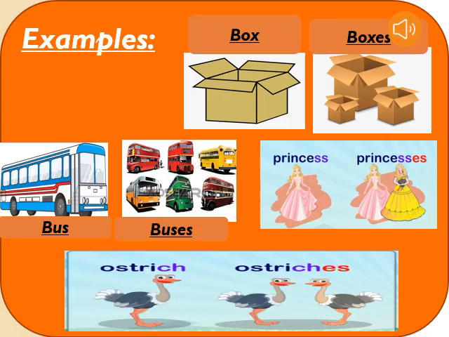Let's see some more examples of noun words which follow rule number 2. Example number 1, box, boxes. Here box is ending with the letter x, that's why we add es. So by following the rule, we will add es after box, so it will become boxes. Similarly, bus, buses, bench, benches, church, churches, match, matches, and many more.